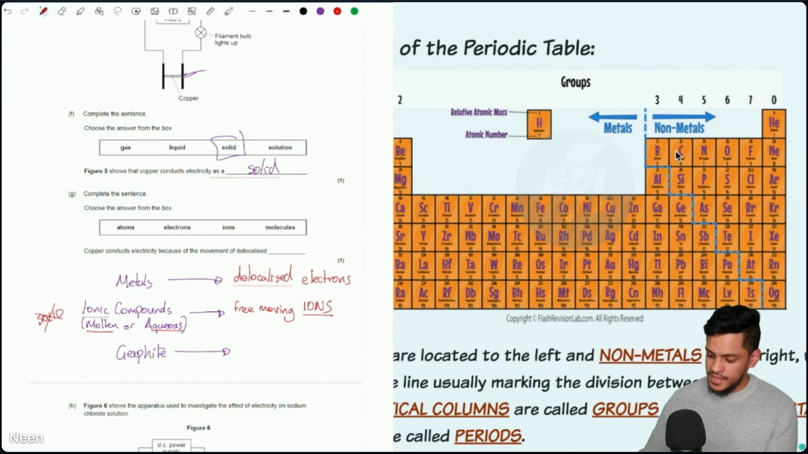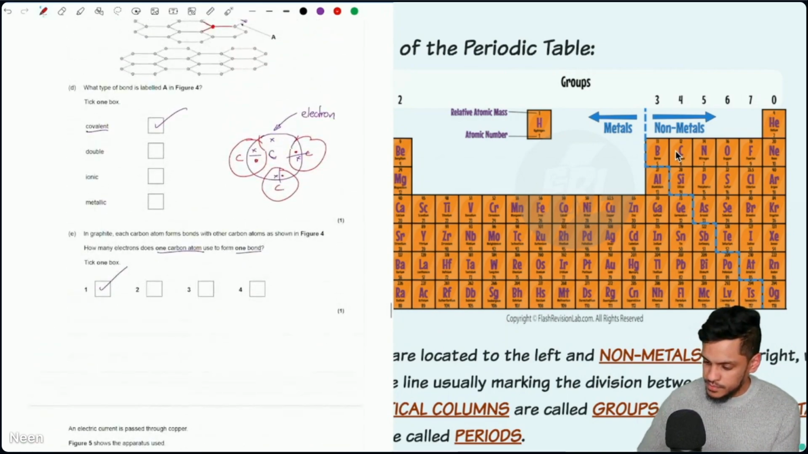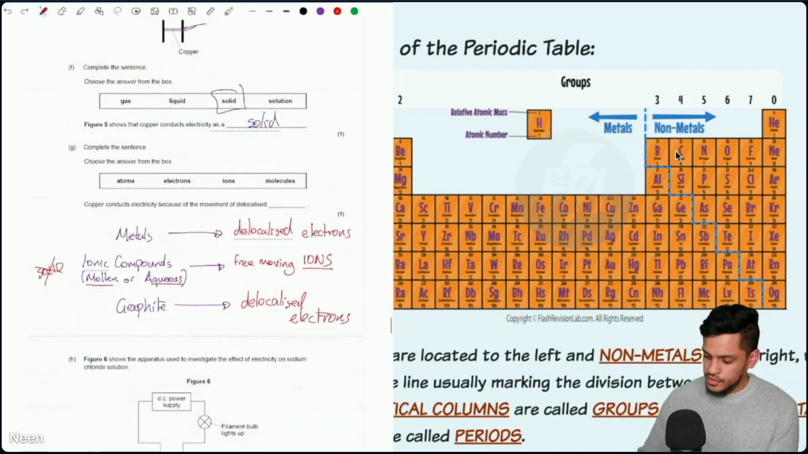And then for graphite, it's the same as metals. They have delocalized electrons. And that's the same reason that I explained above here, because this here is a delocalized electron. So, the answer is electrons.